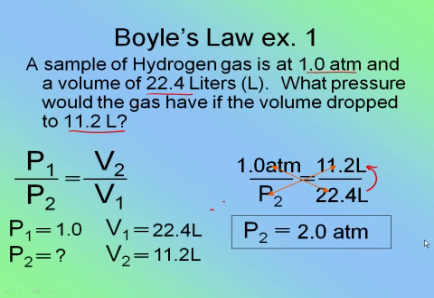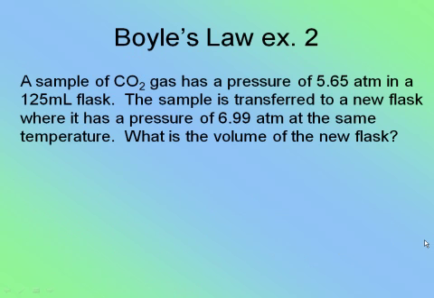Okay. Here's my next example. A sample of CO2 gas has a pressure of 5.65 atmospheres in a 125 milliliter flask. The sample is transferred to a new flask where it has a pressure of 6.99 atmospheres at the same temperature. What is the volume of the new flask? Of course, the first thing we do is write down what we're given.